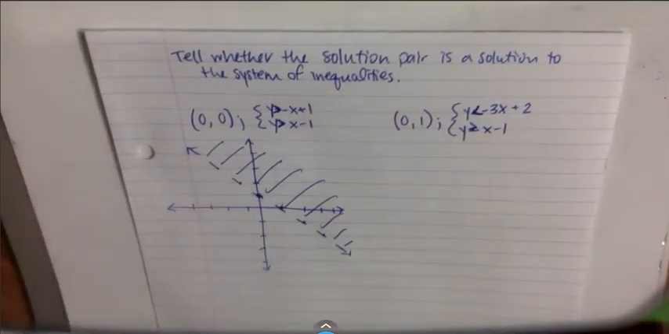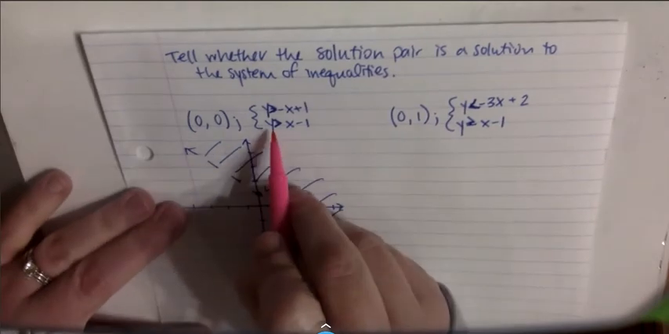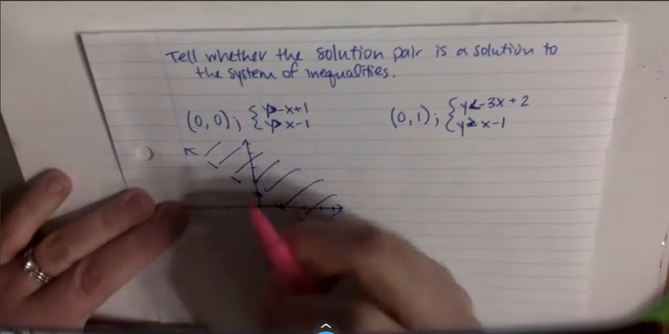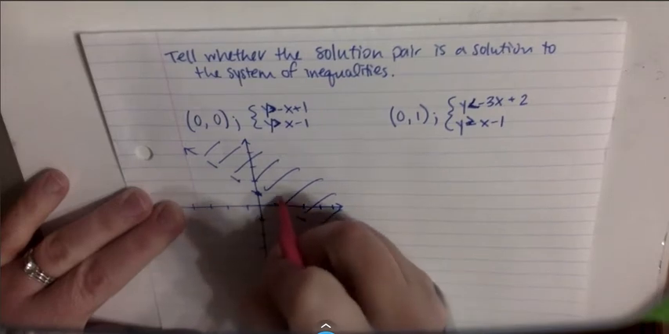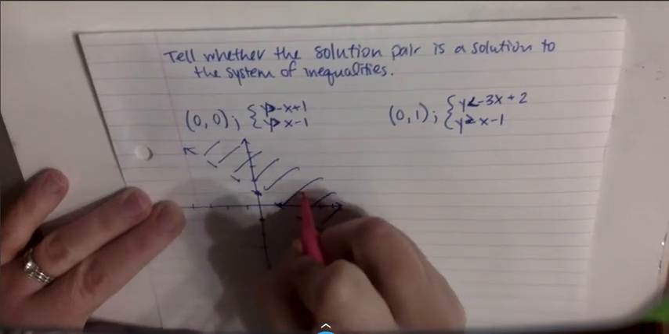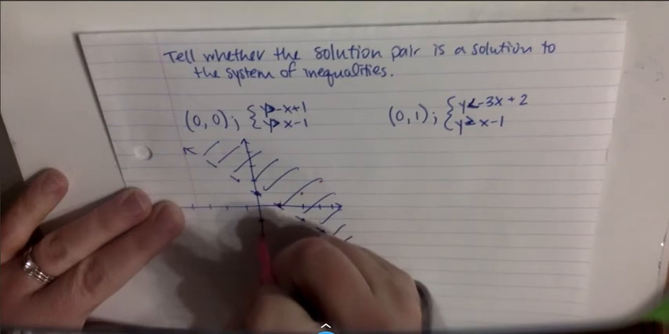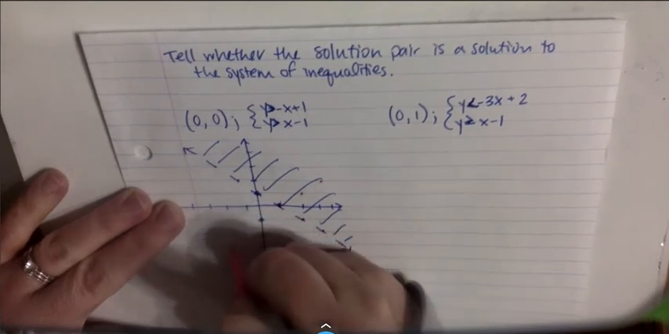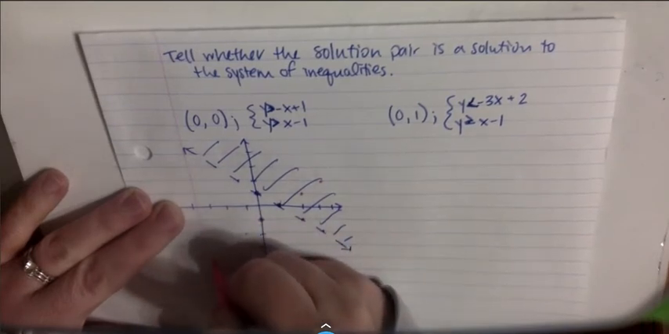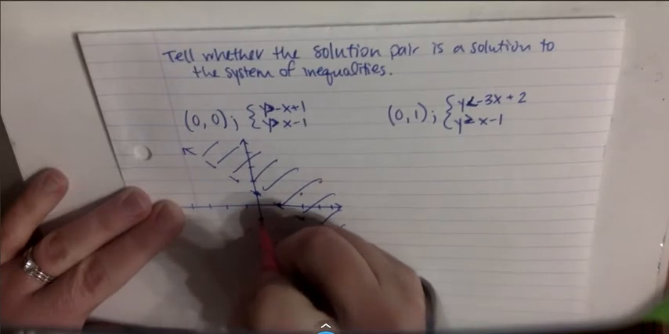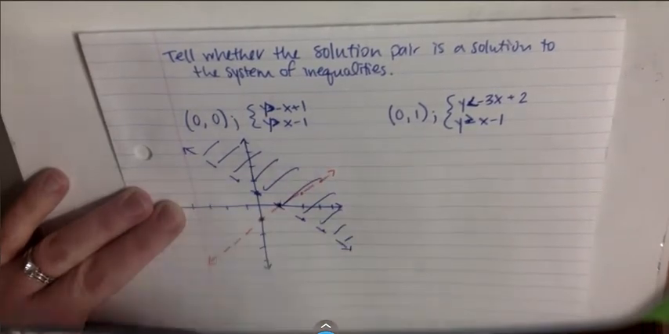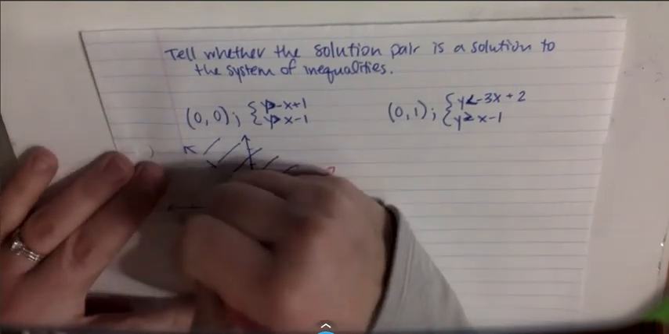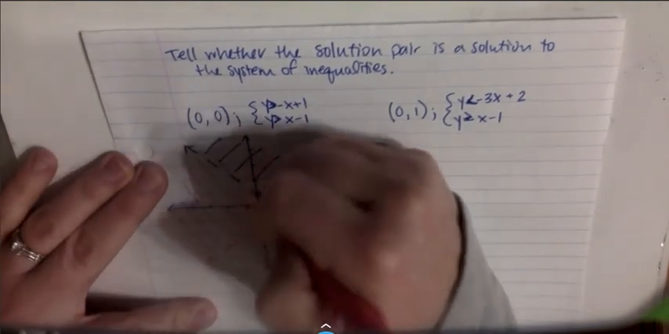I can also do this next one. Y is greater than x minus 1. Go down to negative 1, up 1 to the right 1, up 1 to the right 1, up 1 to the right 1. Again, this is going to be a dashed line inequality because of the less or greater than sign, and it's going to be shading above.